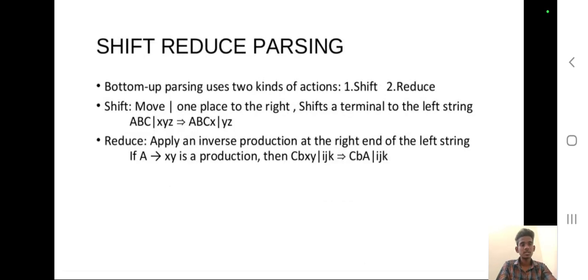Shift reduce parsing. Bottom up parsing uses two kinds of action, shift and reduce. Shift: move one place to the right, shifting a terminal to the left string. Reduce: apply an inverse production at the right end of the left string. If A to xy is a production, then αxy followed by ijk gives αA followed by ijk.